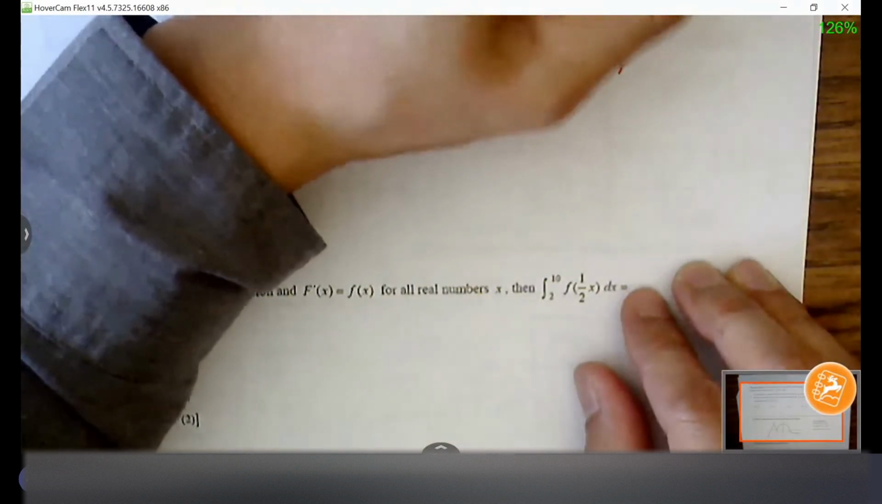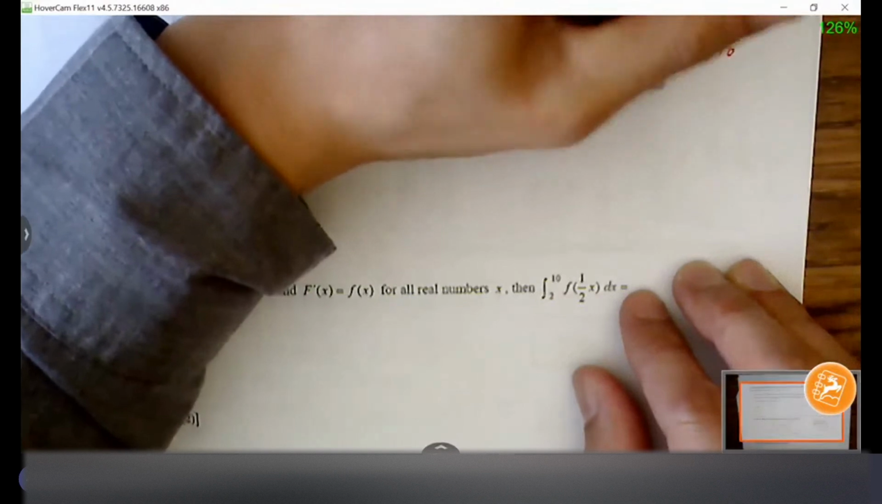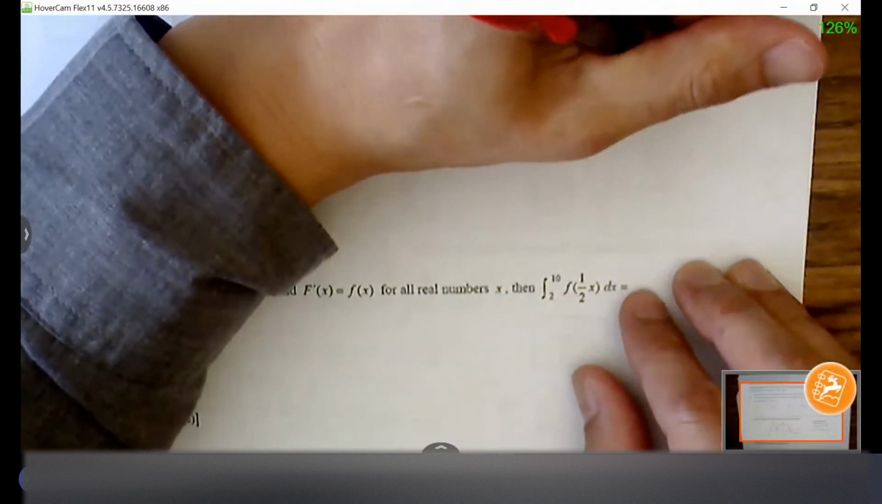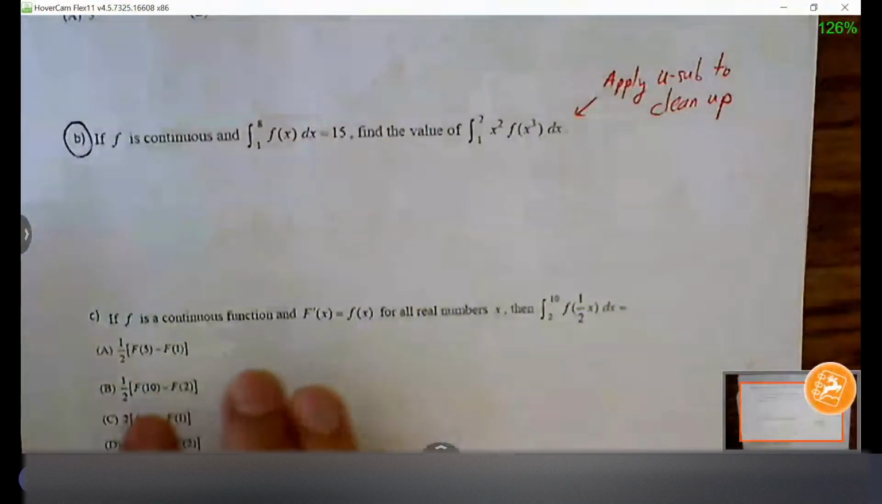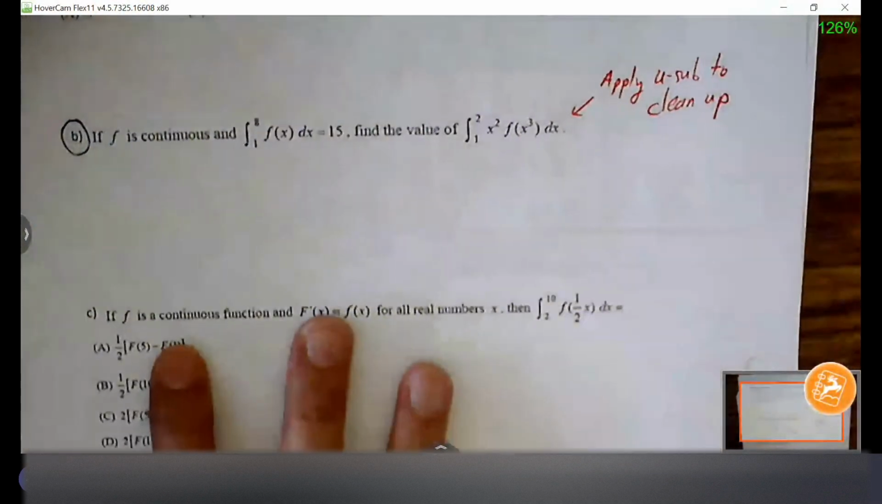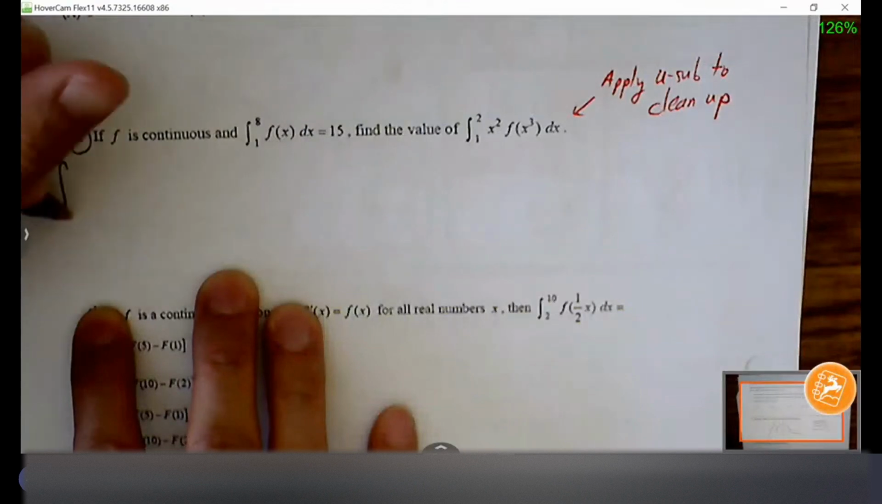Okay. So we're going to apply U-substitution here. Okay. We want it to clean up. We want it to be an easier form to match with.